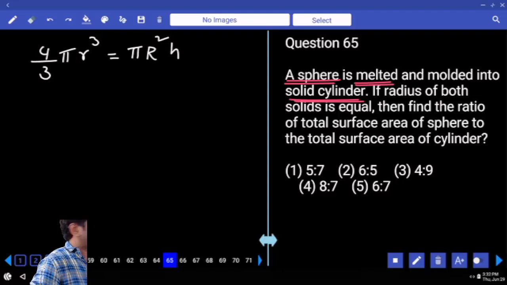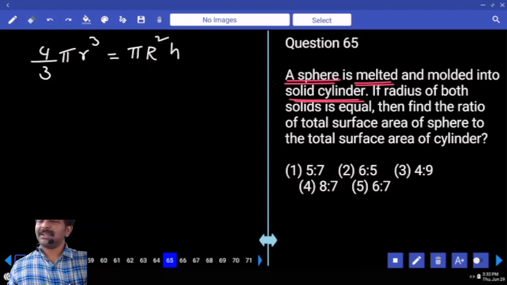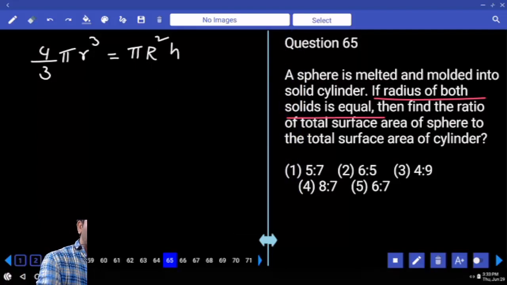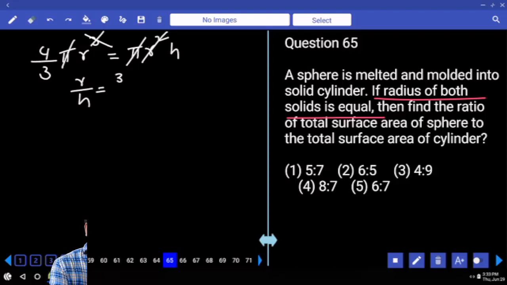Yes, both are different shapes, so we are supposed to take different values. That's the reason why I changed r value. One is in small, the other is in capital, right? But the condition says radius are both equal. So I can definitely write capital R square as small r square. Pi gets cancelled. R square and cube gets cancelled. From this, r by h is equal to 3 by 4. That means r is equal to 3 parts. Height is equal to 4 parts.